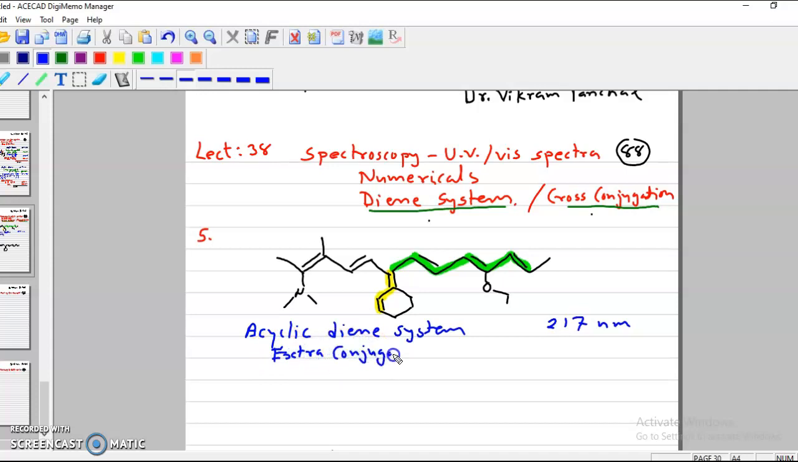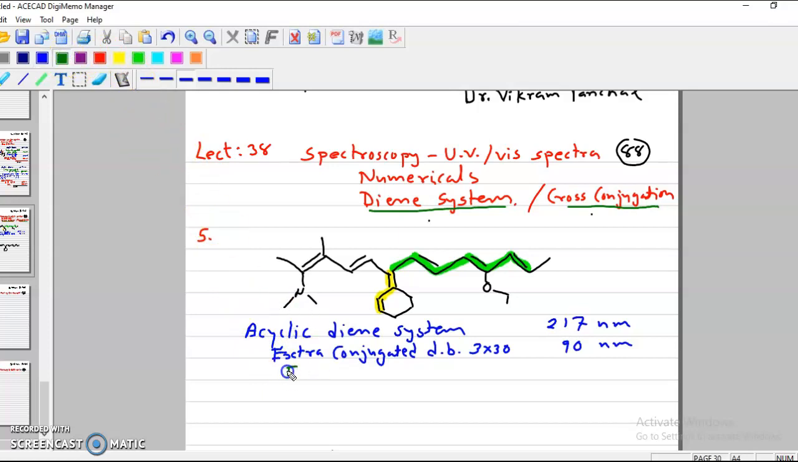Which will be in green. And for each double bond we'll have to add 30. So 1, 2 and 3. There are 3 extra conjugated double bonds. For each one we will add 30. So a total of 90 nanometer is added to the base value. Now we'll go ahead with exocyclic double bond.